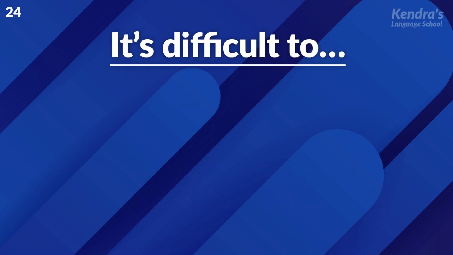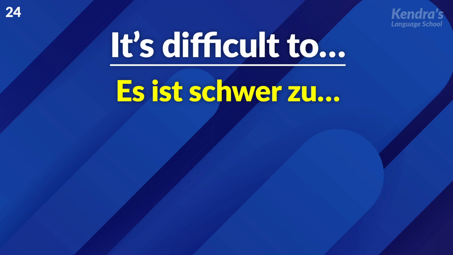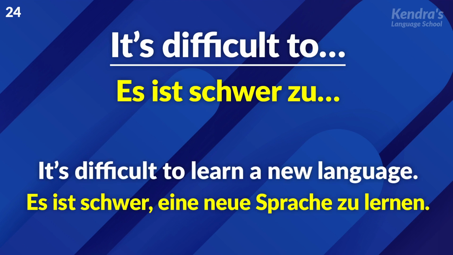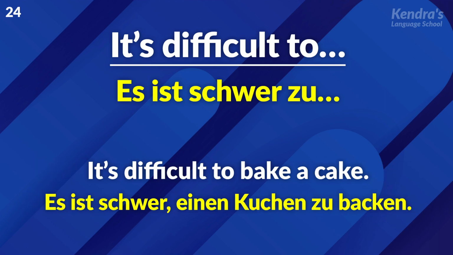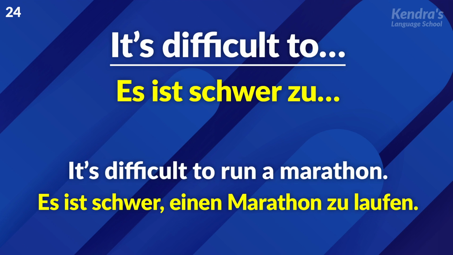It's difficult to. Es ist schwer zu. It's difficult to. Wird verwendet, um die Schwierigkeit einer bestimmten Aktion auszudrücken. Es ist schwer, eine neue Sprache zu lernen. It's difficult to learn a new language. Es ist schwer, einen Kuchen zu backen. It's difficult to bake a cake. Es ist schwer, einen Marathon zu laufen. It's difficult to run a marathon.